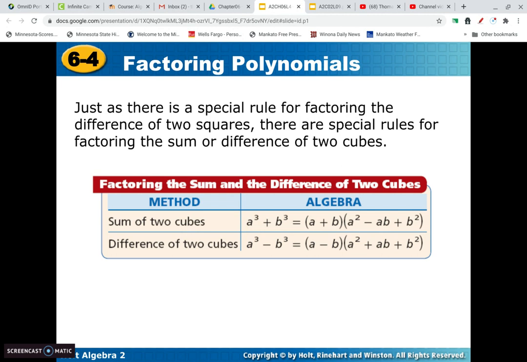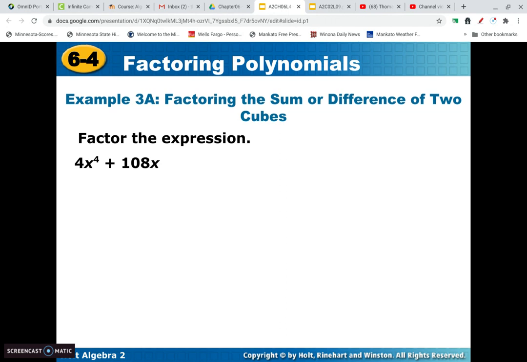So what you've got to figure out is that there are perfect cubes, like 1 cubed is 1, 2 cubed is 8, 3 cubed is 27, 4 cubed is 64, and 5 cubed is 125. It's kind of important to know those as we go through here. So let's see what we can do with a couple of these rules.